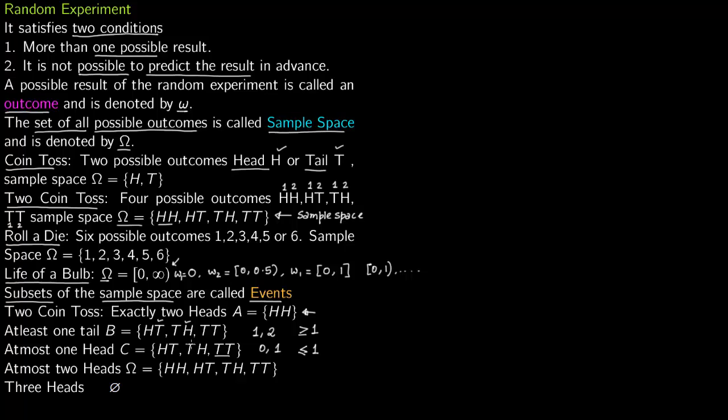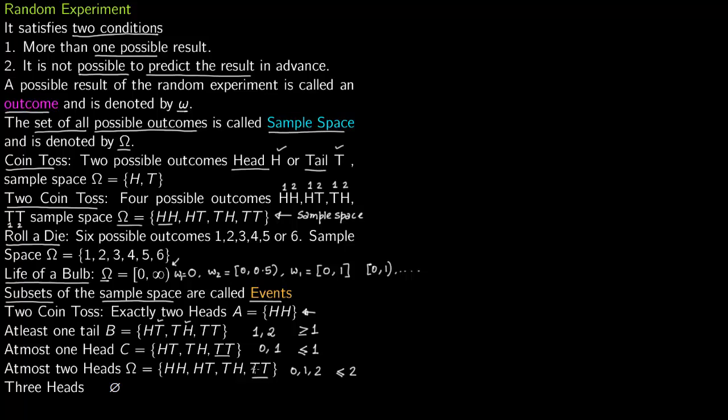Then you could have the first coin is tail, the second is head, so this is 1 head. First coin is head, second is tail. This is another one head. So at most two heads means the number of heads has to be less than or equal to 2. So you could have 0 heads, 1 head, or 2 heads.